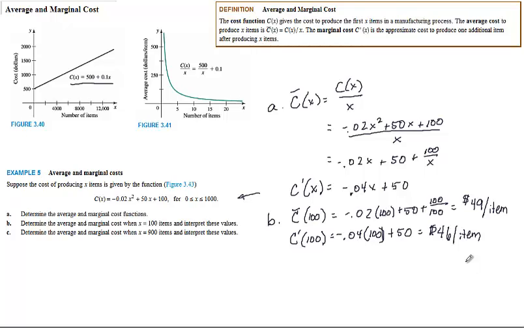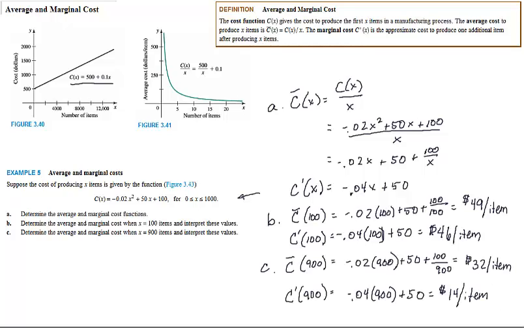And we're going to do the same exact thing for 900. So I've plugged these numbers in for the 900 and crunched the values. So it's going to cost me $32 per item to produce 900 items. But to produce that 901st item, it will only cost me $14 per item. And the point they were wanting to drive home here is when these values go up, what a big difference that makes in your answers.